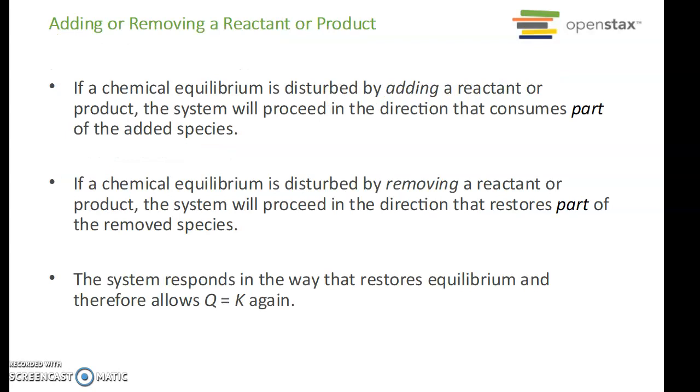So you can do this by adding or removing a reactant or a product. If a chemical equilibrium is disturbed by adding a reactant or product, the system will proceed in the direction that consumes part of the added species. In other words, if you add more of your reactant, it's going to move towards the product. If a chemical equilibrium is disturbed by removing a reactant, such as when a precipitation takes place, the system will proceed in the direction that restores part of the removed species. In other words, it will go back towards the reactants. The system responds in a way that restores equilibrium and therefore allows Q equal to K again.